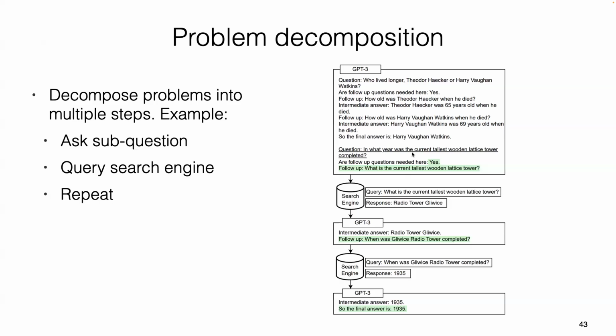So here it says, in what year was the tallest wooden lattice tower completed? First it asks, what is the current tallest tower? You get back radio tower. Then it says, when was this specific tower completed? And you get the final answer. So anyways, the basic idea is that you're decomposing the problem into the generation of a question, a call to a search engine, the generation of another question, a call to a search engine, etc.